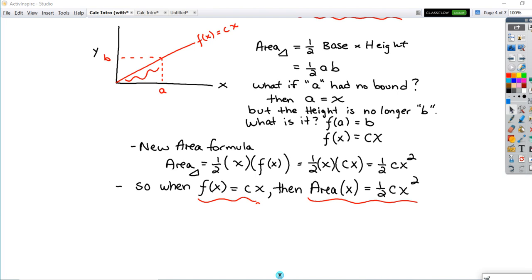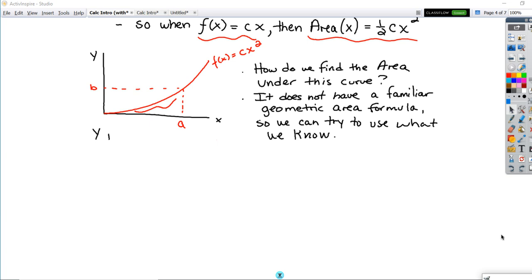Okay? Hoping you might see some connection here. Now, what about this? This was a problem that Newton himself struggled with, trying to figure out the area under a curve like a parabola.